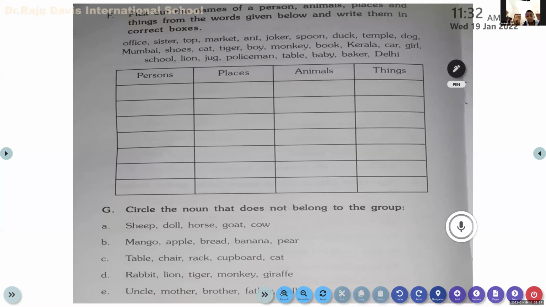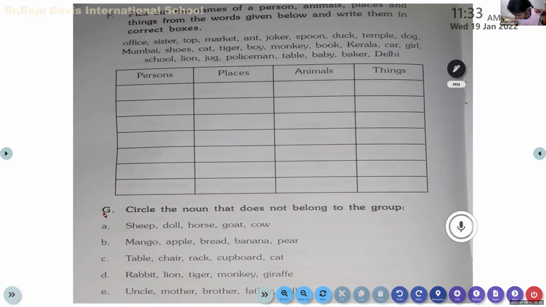Elhena, did you get a chance, my dear? Elhena, did I call you? No. Okay, then read the first question for me. Office. Not that one, my dear. Do question G. Circle the noun that does not belong to the group. Do the first one. Door, house, God. Who's the next person reading? I wanted Elhena to read. Others mute it. Yes, Elhena, read.